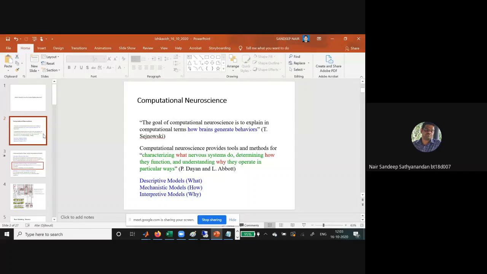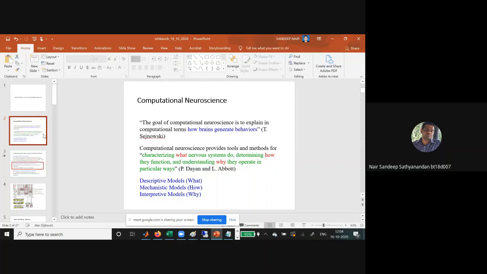And computational neuroscience tries to mathematically explain how the behavior is generated. Once the mathematical model is ready, we can implement it using computational tools. So computational neuroscience provides the tools and methods for characterizing. Broadly, based on that, we can divide the models into what models, how models, and why models.